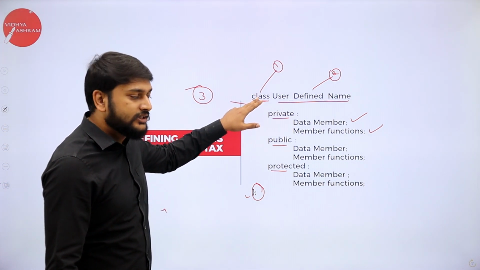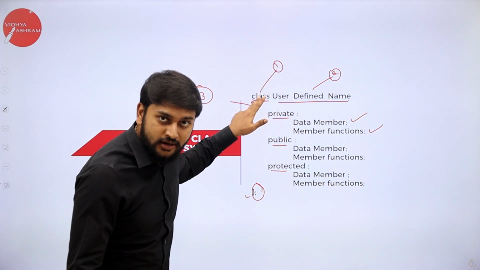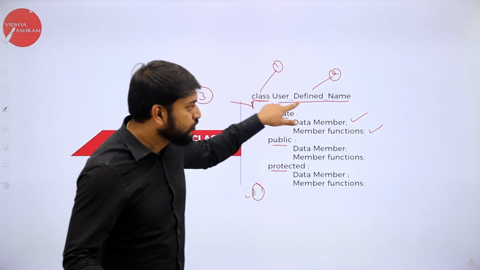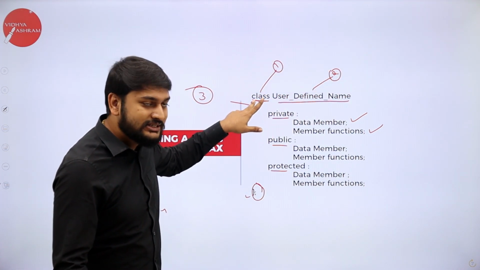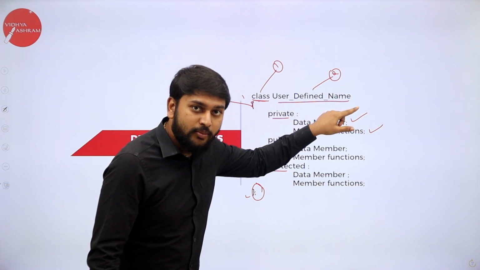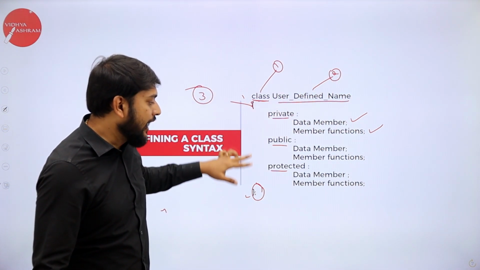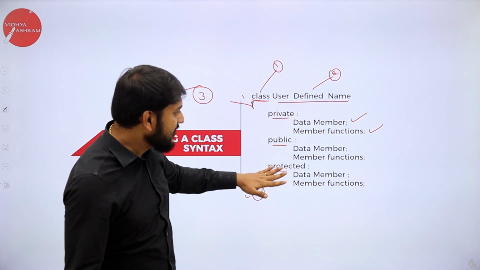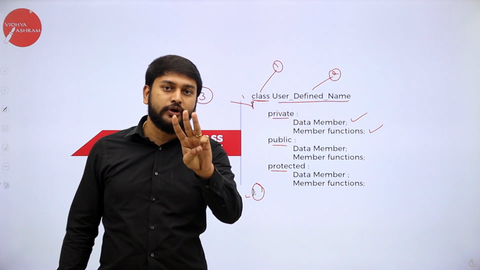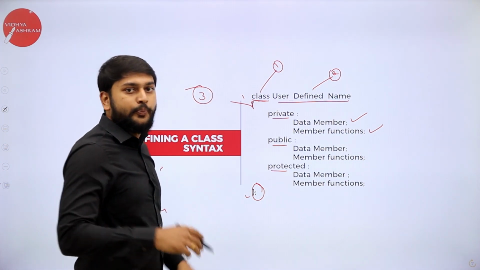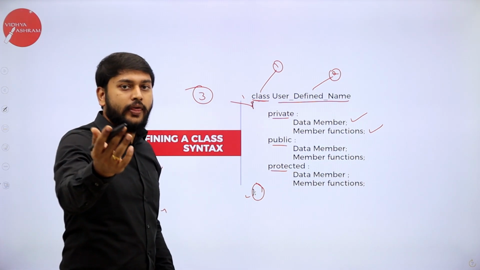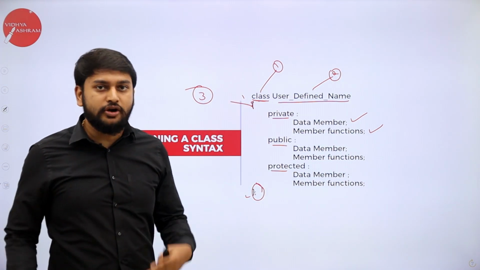Remember, the first thing that I should have is the class keyword, followed by the name of the class. Then after that you will have an open flower bracket. Inside it you will write 3 access specifiers: public, private, protected. You can write them in any order. It's not mandatory that you write them in the same order.